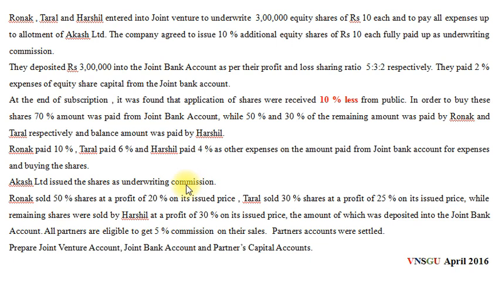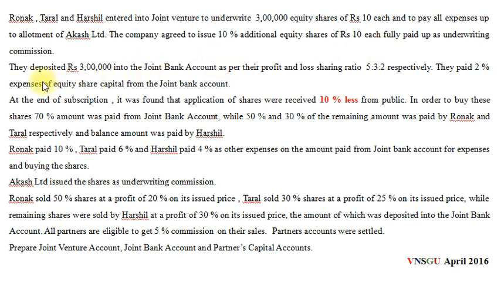First of all, let us understand the question. Here, Ronak, Taral and Harshil have entered into the joint venture to underwrite these shares to be issued by Akash Limited. Akash Limited wants to issue 3 lakh equity shares of rupees 10 each, and the company further agreed to pay 10% additional equity shares, means apart from 3 lakh shares, 10% shares, that is 30,000 shares of rupees 10 each, will be paid to the joint venture as an underwriting commission by Akash Limited.